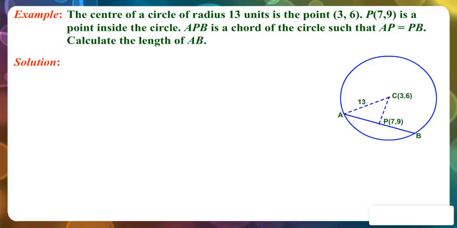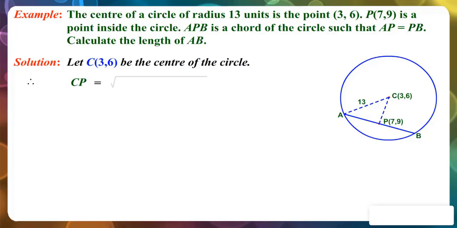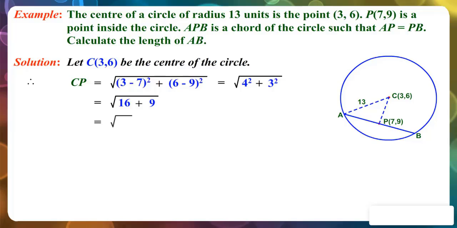Let's solve this. Let C (3, 6) be the center of the circle. Therefore, CP is equal to under root (3 minus 7) whole square plus (6 minus 9) whole square, which is equal to under root 4 square plus 3 square. This is equal to under root 16 plus 9, which is equal to under root 25, that is 5 units.